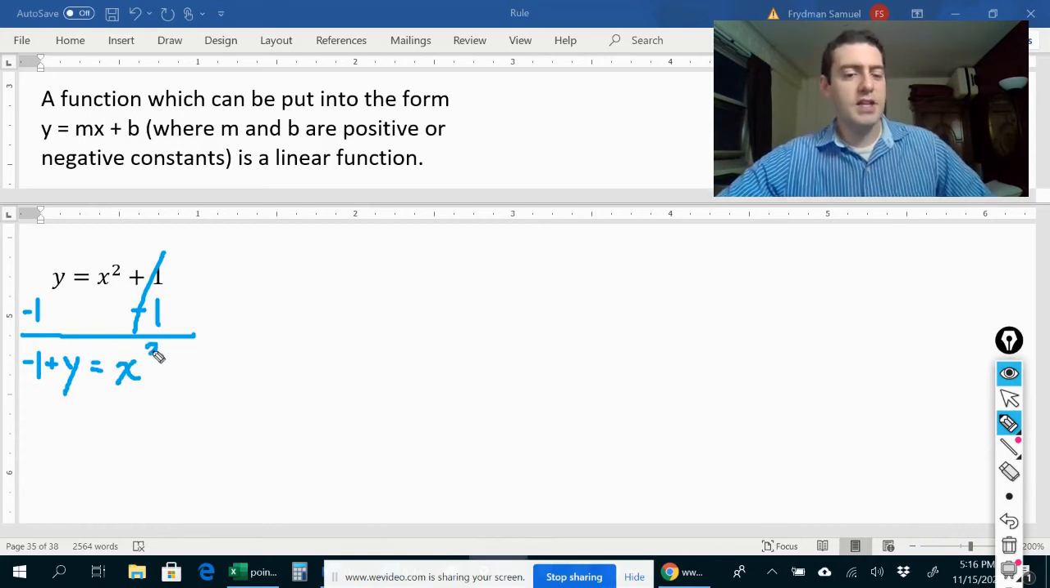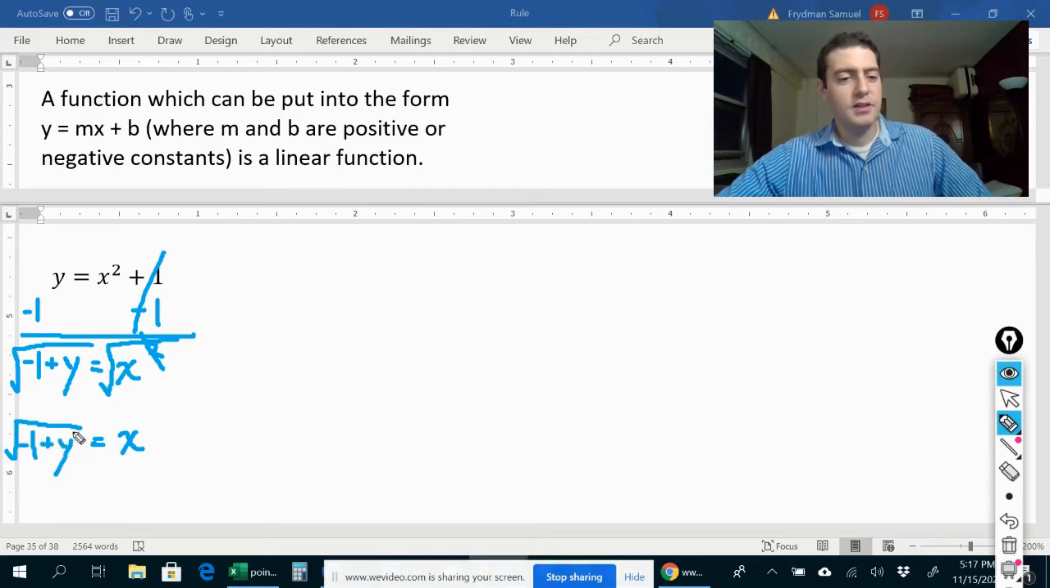And then to get rid of that exponent of 2, what I could do is take the square root of both sides here, and that would cancel that out. So I would have x. So now I got the x without the exponent. But then look what I did. I completely messed up the y. Now it's trapped under this square root sign.